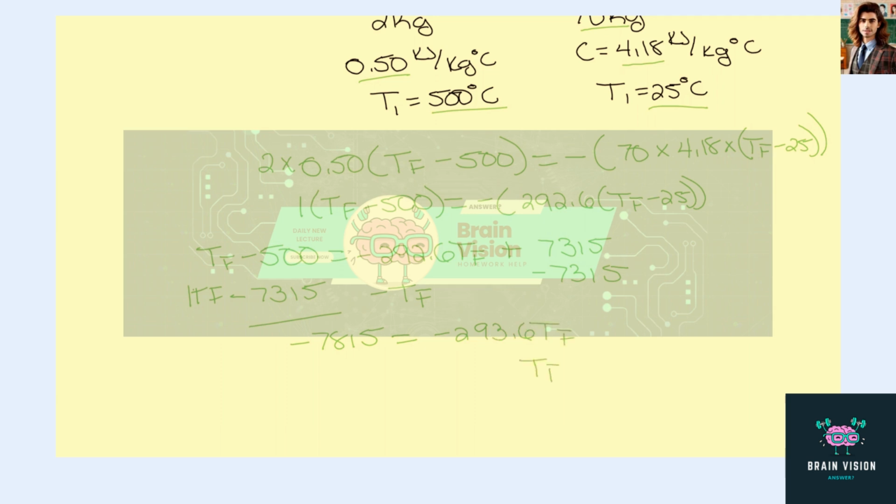TF, therefore, is just equal to negative 7,815 over 293.6. Don't forget that negative sign. And when we simplify this down, we find that it's 26.618 degrees Celsius. Let's round this to 26.6 degrees Celsius, and that is the final temperature.